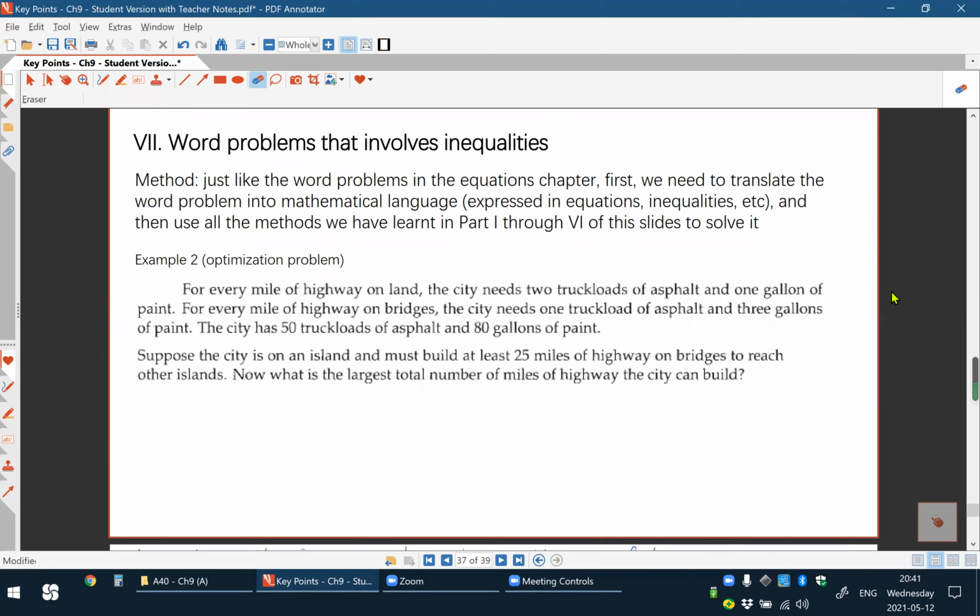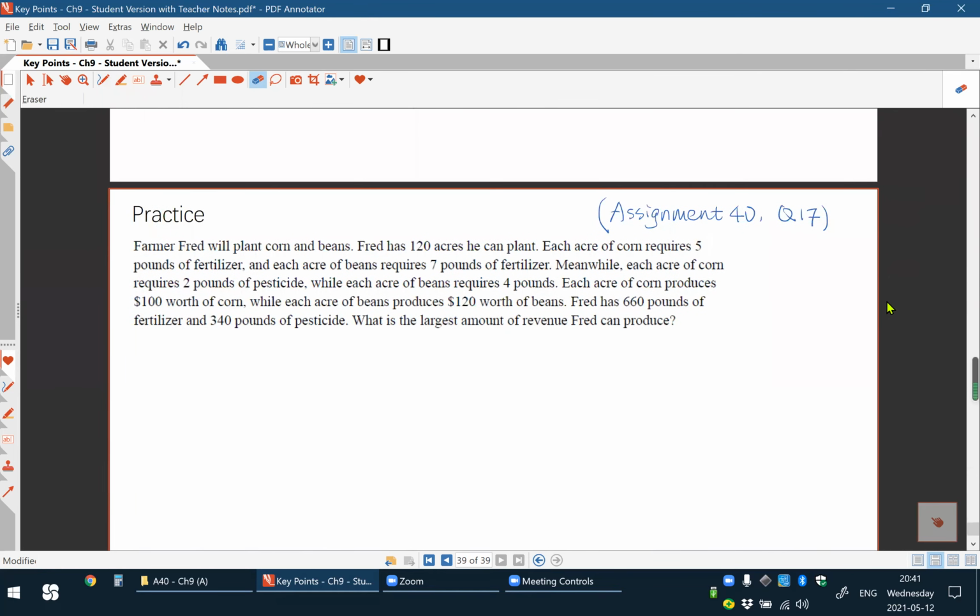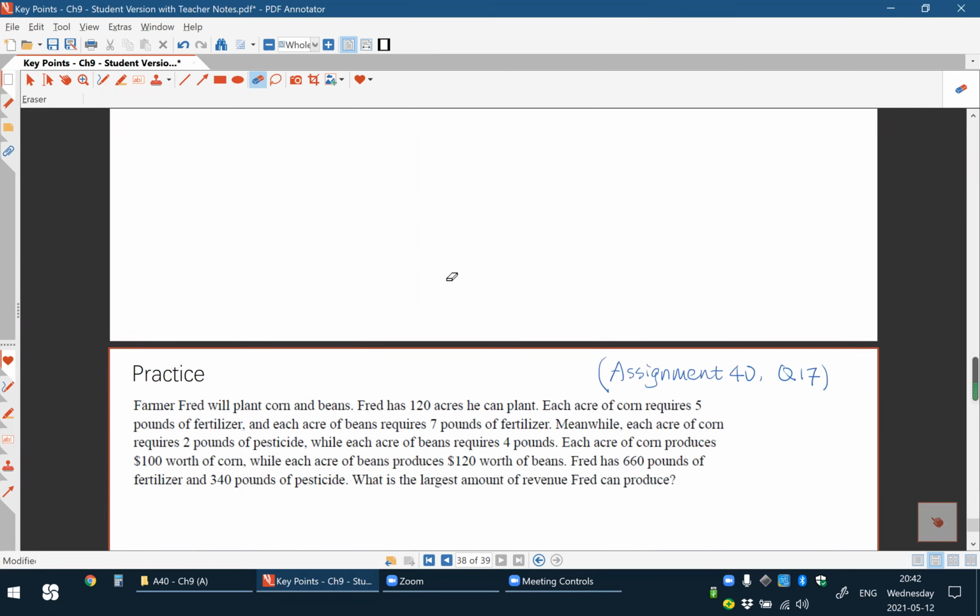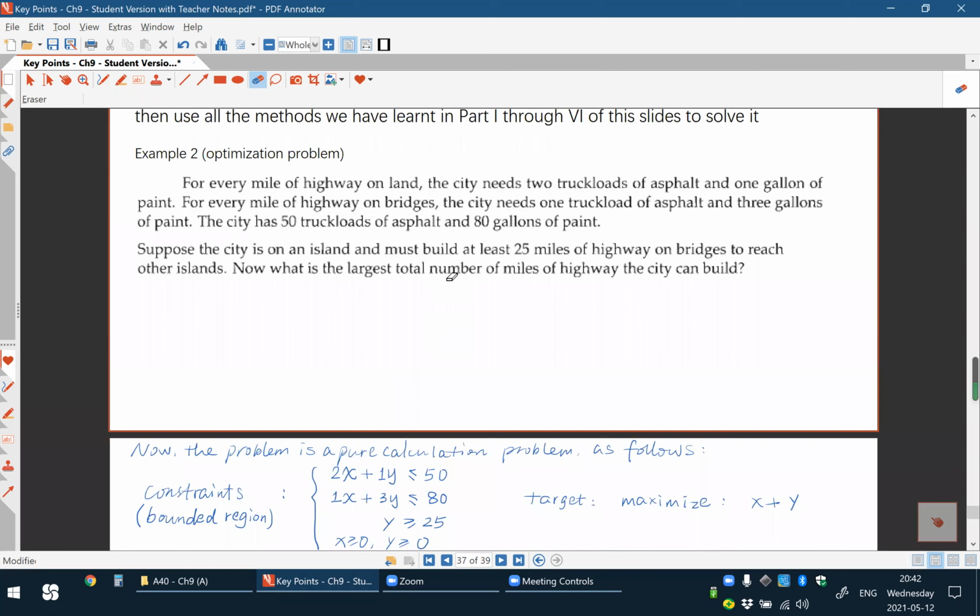Yes, the homework is assignment 40, question 17, which is very similar to the example here.